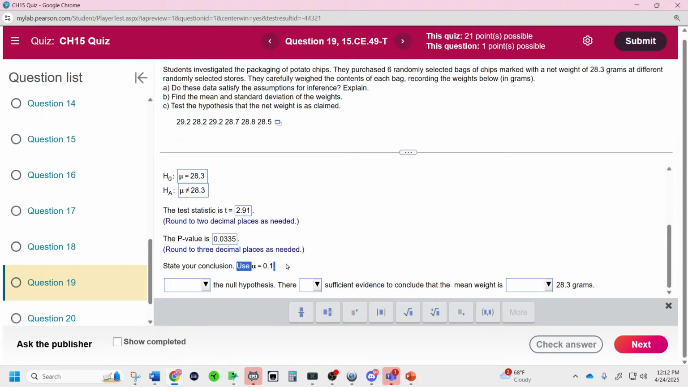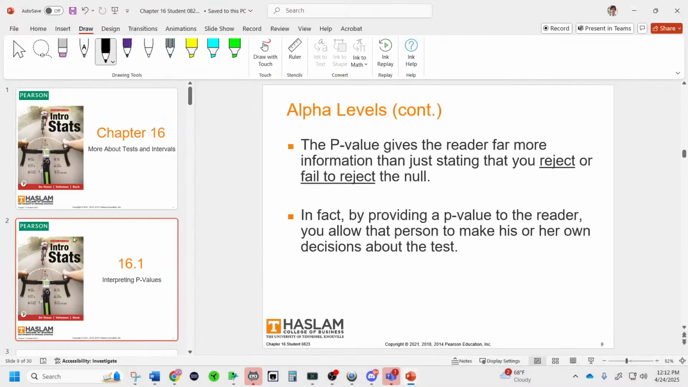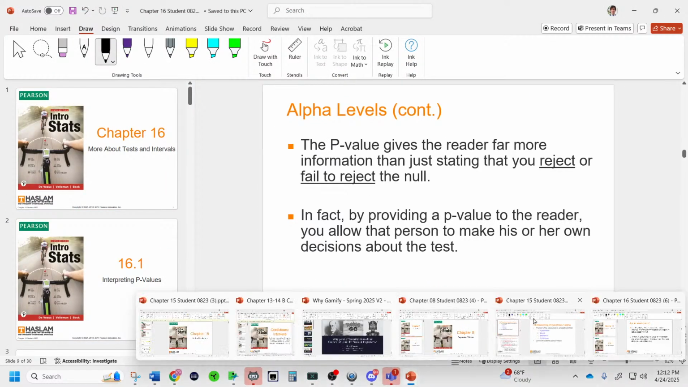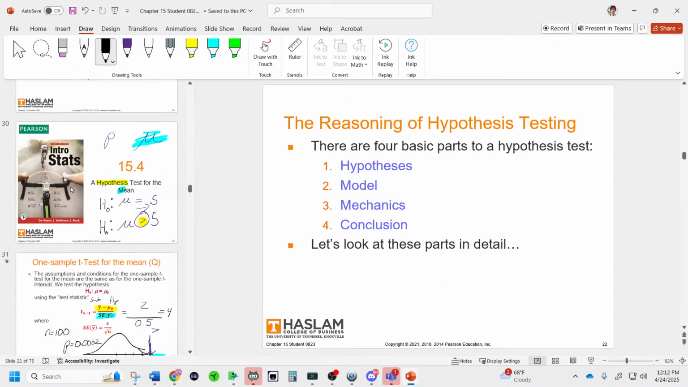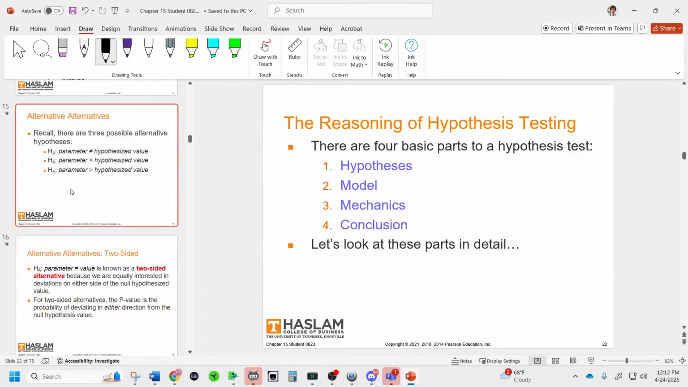Well, think. Is it above or below? Our p-value is what to alpha? That's all right. Say goodbye to the null. And Moira's got it right there because the p-value is less than alpha. Remember, we reject the null when the p-value is less than alpha.